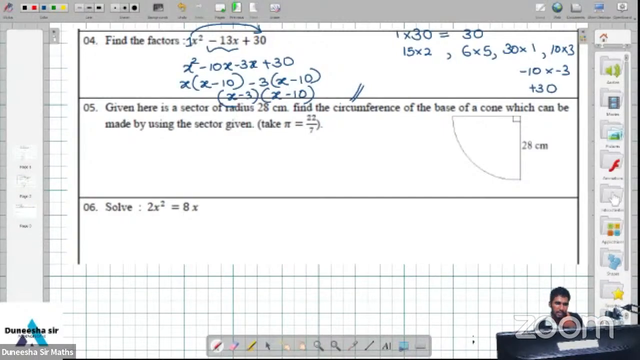Given here is a sector, radius 28 centimeters. Find the circumference of the base of a cone which can be made by using the sector. Can you find out how much the circumference is?